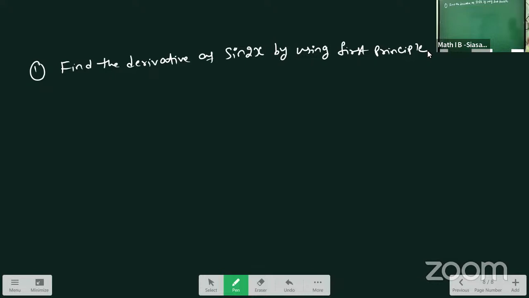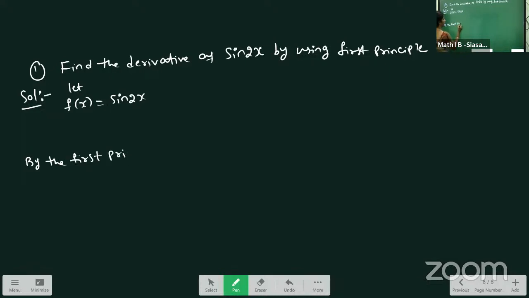Solution goes like this. First, consider the given function as f of x. Let f of x is equals to sin 2x. I'll leave a little gap and apply the formula by the first principle. The formula is f dash x is equals to limit h tends to 0, f of x plus h minus f of x by h.